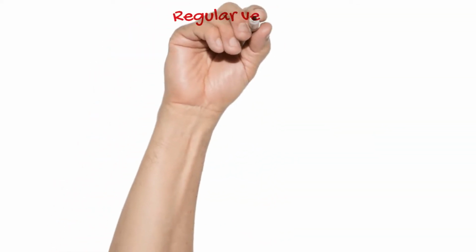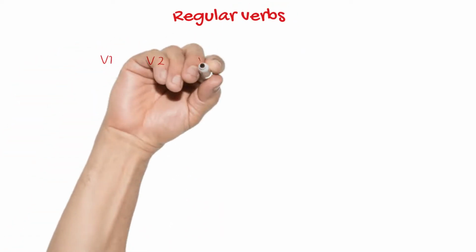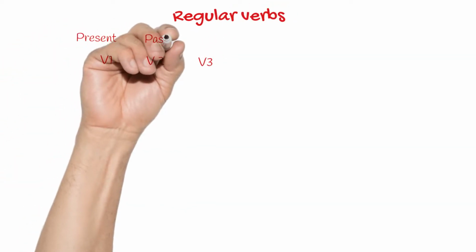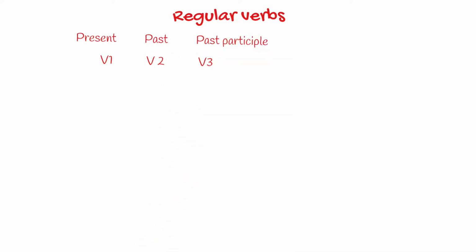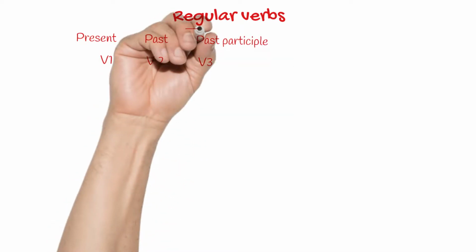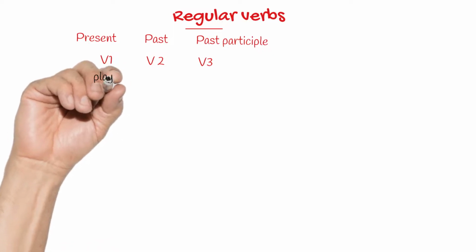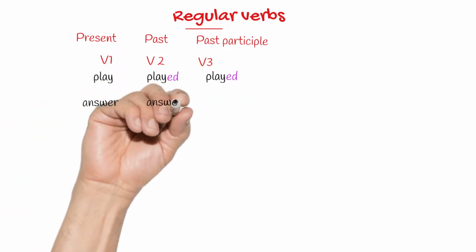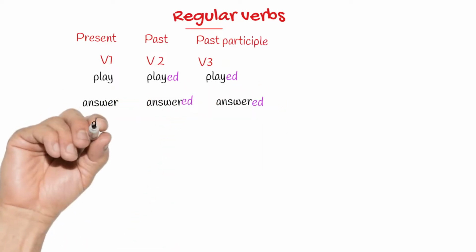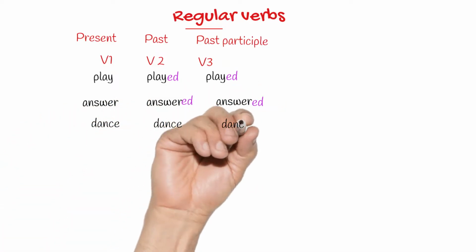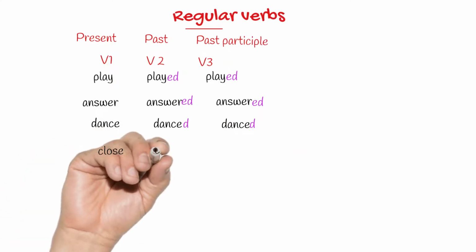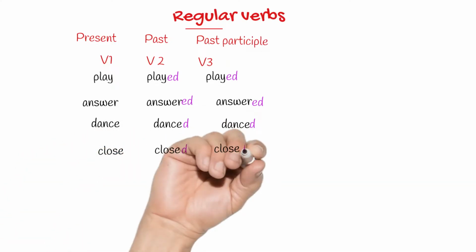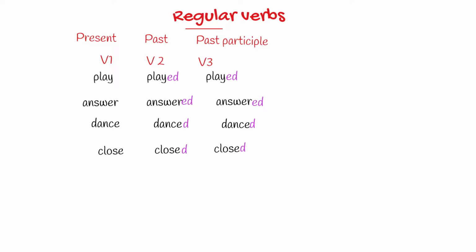You know very well V1, V2, V3 forms of words. They are also called the present, past, and past participle forms of words. Some verbs follow a regular pattern when they get inflected to V2 and V3 forms. Let us see a few examples. Here, to inflect the base forms of play, answer, dance, and close to V2 and V3, we have just added either D or ED. Such verbs are called regular verbs.